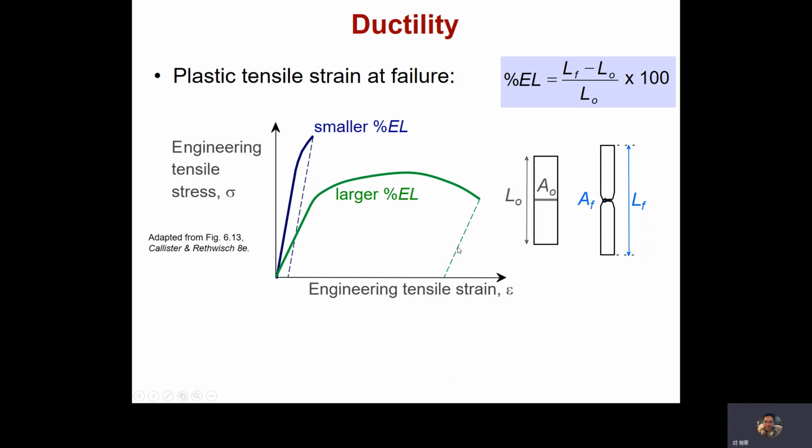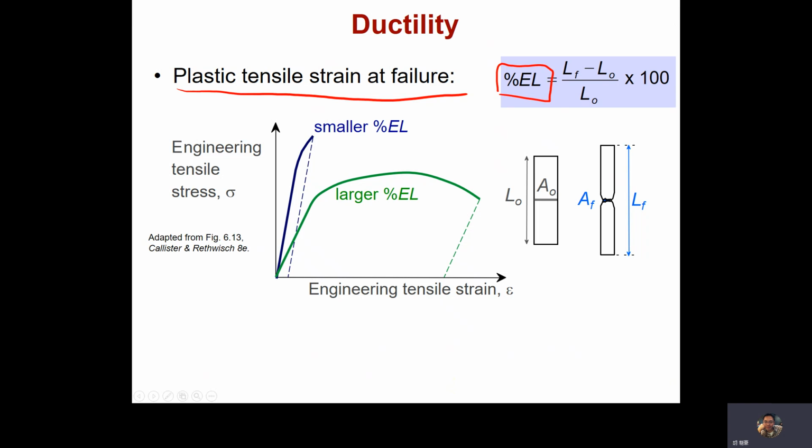Let's say this material is ductile and that is brittle. So how do we define ductility? The first is the elongation rate from the tensile test, which is based on the plastic tensile strain at failure.